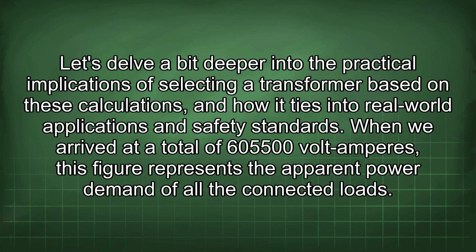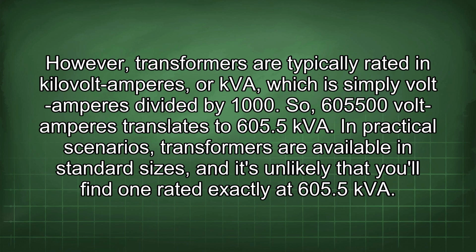Let's delve a bit deeper into the practical implications of selecting a transformer based on these calculations, and how it ties into real-world applications and safety standards. When we arrived at a total of 605,500 volt-amperes, this figure represents the apparent power demand of all the connected loads. However, transformers are typically rated in kilovolt-amperes, or kVA, which is simply volt-amperes divided by 1000. So 605,500 volt-amperes translates to 605.5 kVA.